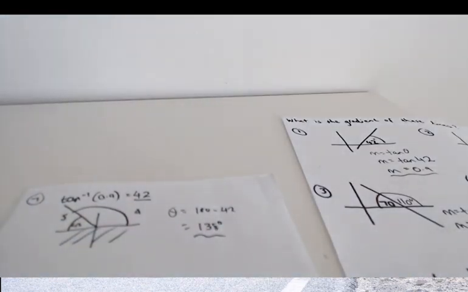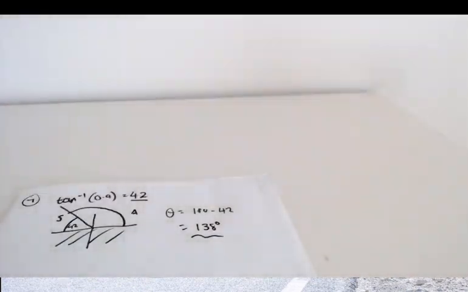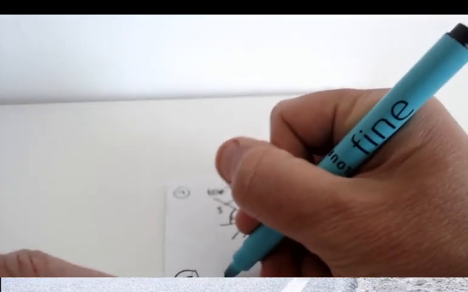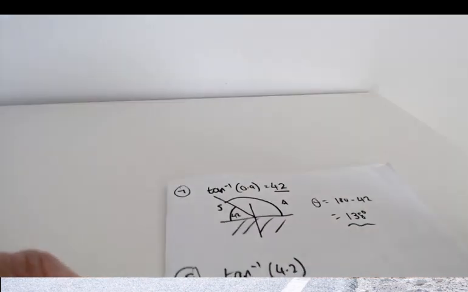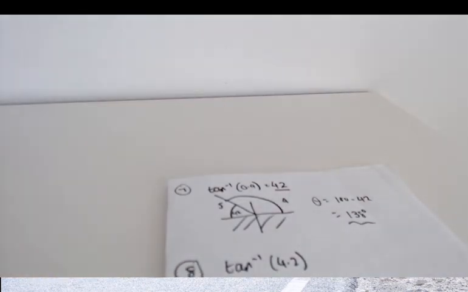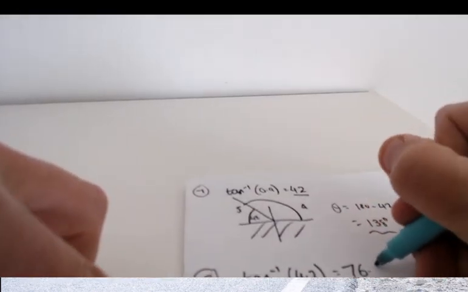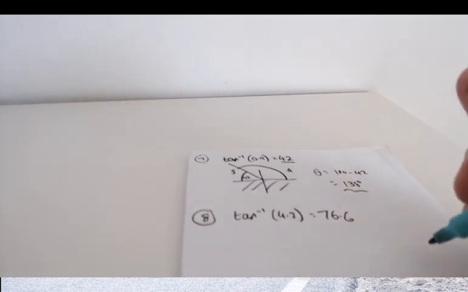Same for question number 8. The gradient was minus 4.2. So we're going to forget about the fact that it's a negative. I'm going to inverse tan 4.2. I just need to double check that on the calculator. I think that's 76.6. Okay, and now I'm going to use the cast diagram.